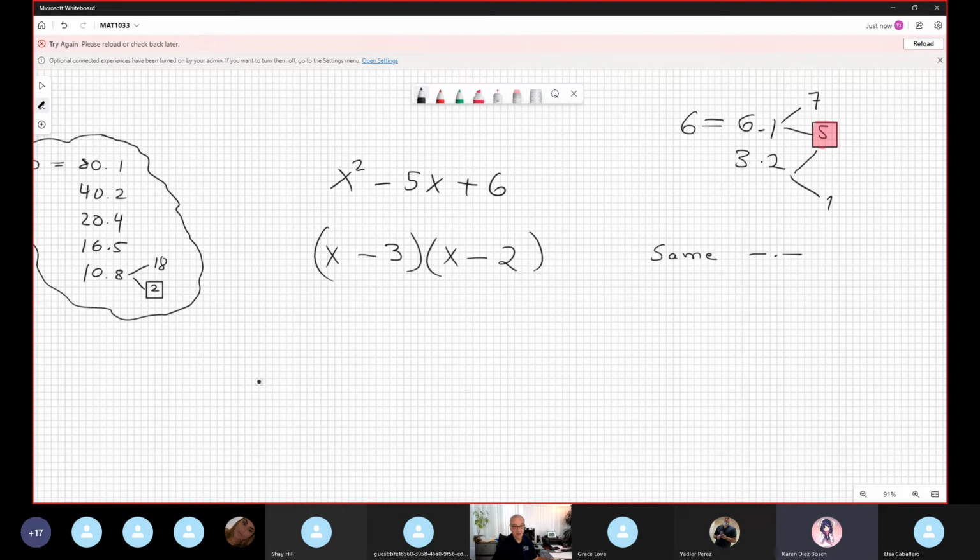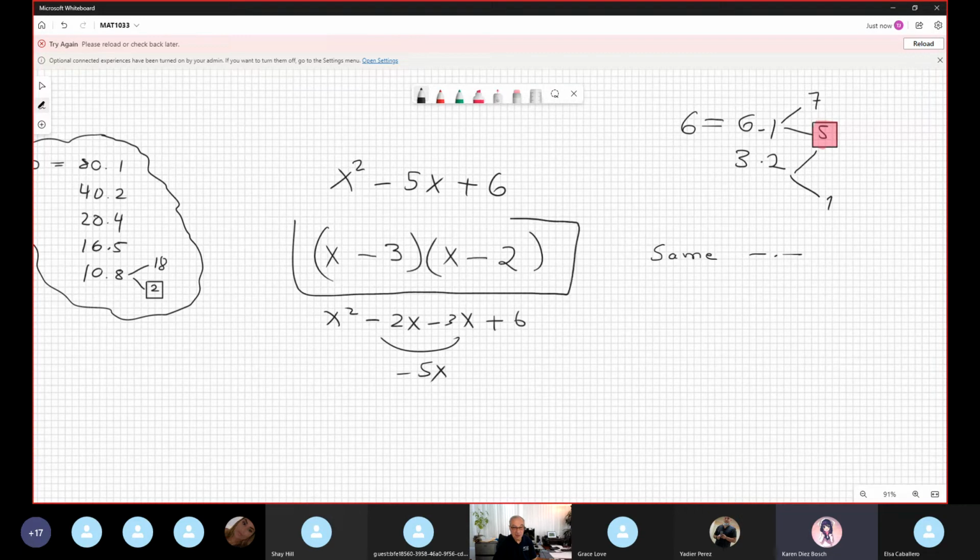So now, checking, mandatory, important. X times x, x squared. X times minus 2, minus 2x. Minus 3x, plus 6, because negative 3 times negative 2 is plus 6. When you combine this and this, it's minus 5x. Wow, fantastic. Exactly the same as the original. And this is the solution.